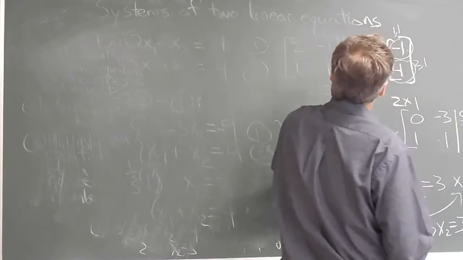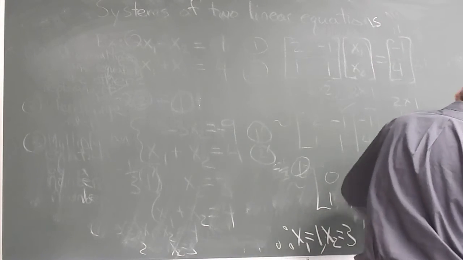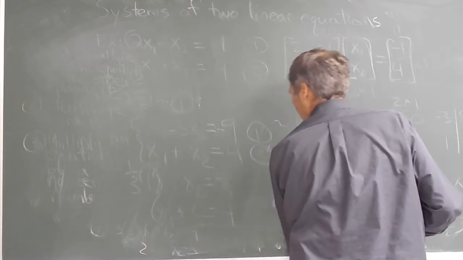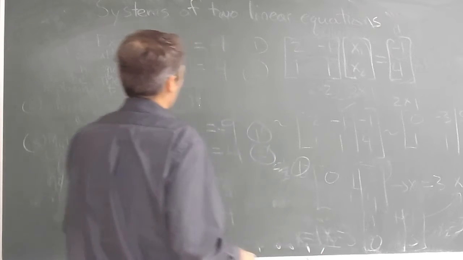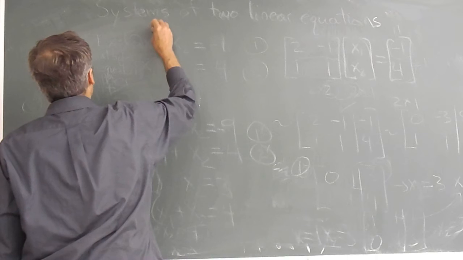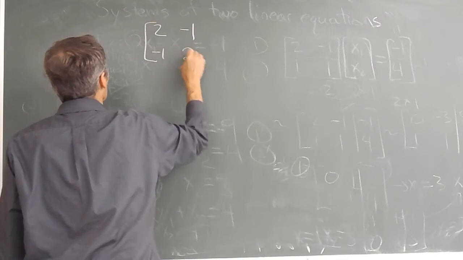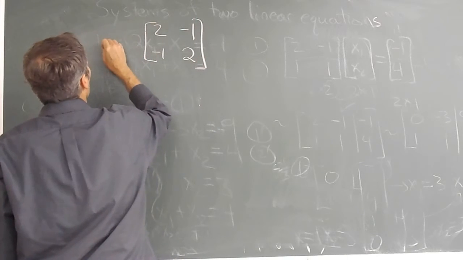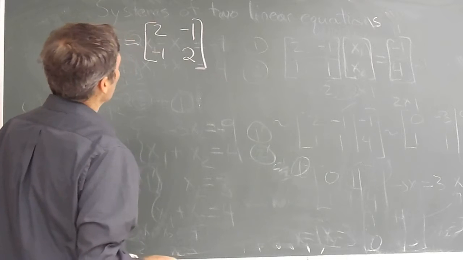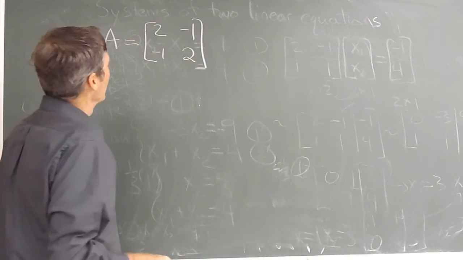Now, this can be used to find something more exotic called eigenvalues and eigenvectors of a matrix. When I have a matrix, say this one, 2, minus 1, minus 1, 2, there are certain vectors I can multiply it by that don't change their direction when I multiply.